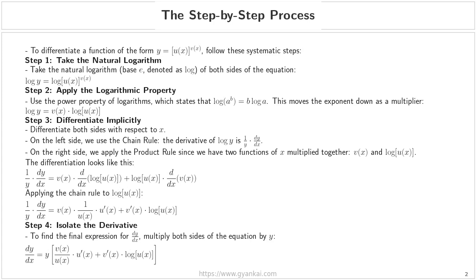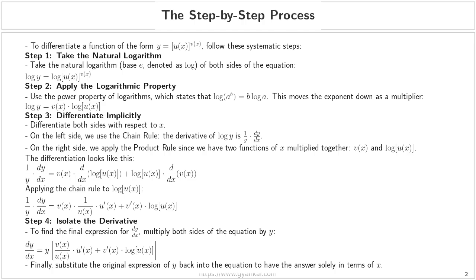Finally, we reach step 4, isolating the derivative. To solve for dy over dx, we multiply both sides of the equation by y. This gives us the expression dy over dx equals y times the quantity, v of x over u of x times u prime of x, plus v prime of x times log of u of x. To complete the process, you must substitute the original expression of y back into the equation. This ensures that your final answer is written solely in terms of x. We will apply these steps to a concrete example shortly, but before we do, it is important to discuss the critical constraints regarding the domain of these functions.